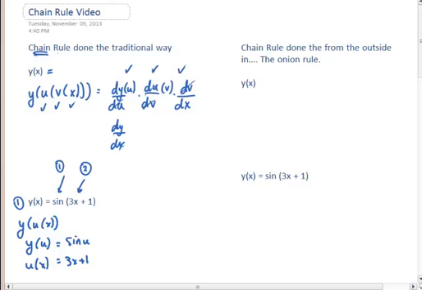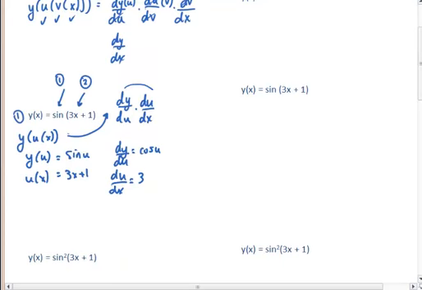Now, based on the way that the chain rule would work for this problem, since it's 2 layers deep, we need to take the derivative of y with respect to u multiplied by du with respect to dx. So that's pretty easy. dy/du is cosine of u, and du/dx is just plain old 3. As the function says here, we multiply the derivatives by each other, so for dy/dx we'll have 3 cosine of u.